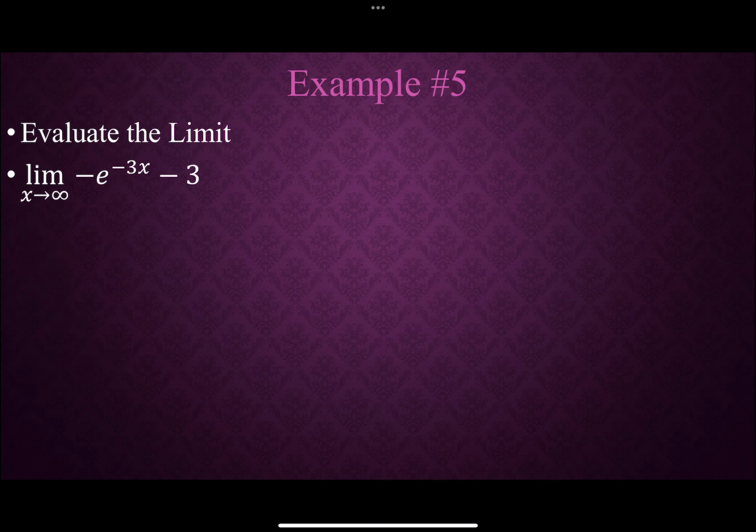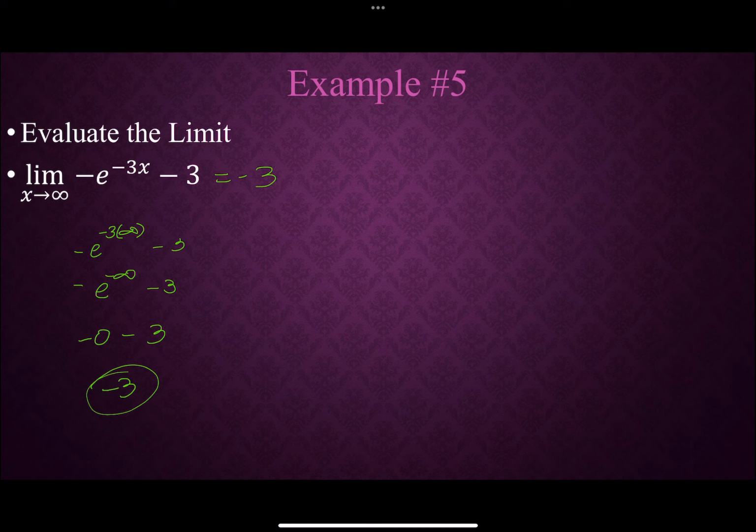All right. So if we look at the idea here, what we're going to want to do is substitute infinity in for x and see what exponent we get. So negative e to the negative 3 times infinity minus 3. Negative 3 times infinity is a negative infinity. Negative infinity is going to be 0 for the exponential. So negative 0 minus 3 is simply negative 3.